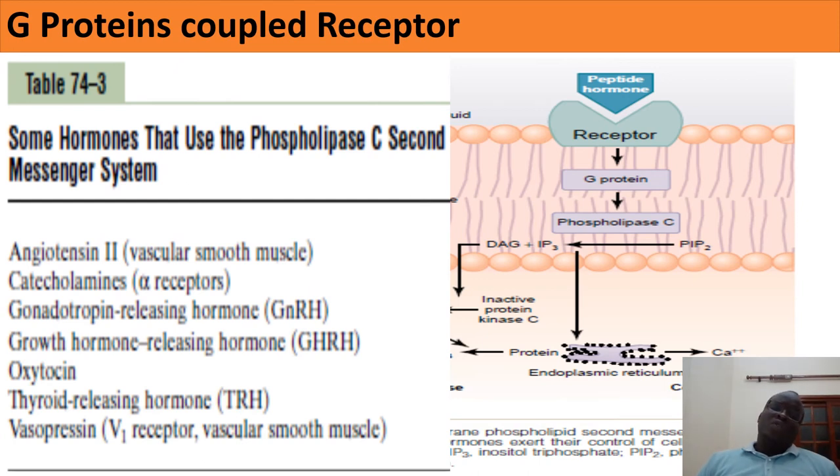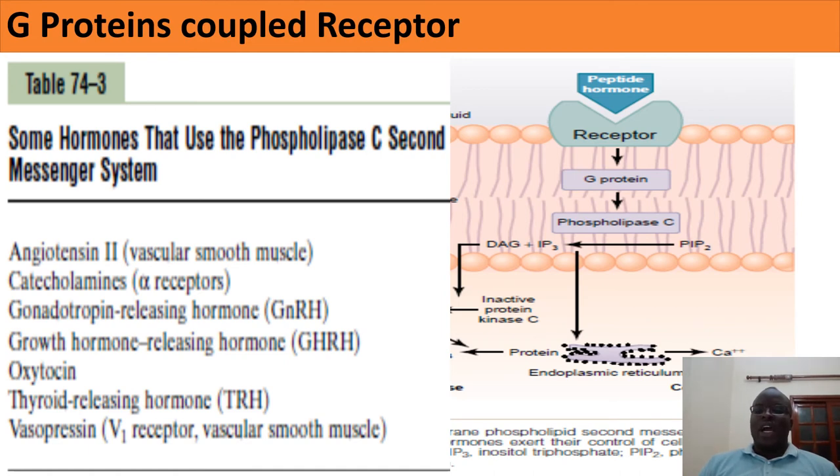So some of the hormones use the phospholipase C second messenger system. So these are some of the hormones that when they go and bind to the receptors, they will activate the phospholipase C that will increase the calcium levels in the cells. So the angiotensin 2 can cause vascular smooth muscle contraction. So you have vasoconstriction when you have angiotensin 2. Why? It's because the angiotensin 2 will activate the G protein that will also activate the phospholipase C.